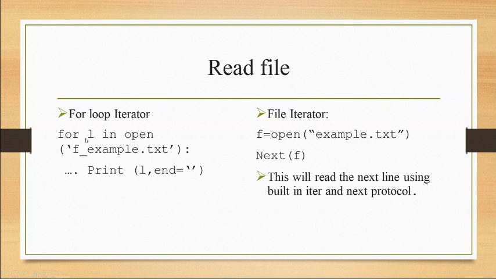As you can see, L is the target. When this file is opened, it will take all the lines one by one in the target L, and it will print them. In iterators, we just have to open the file and use the next method. Whenever you call the next method, it will give us the lines one by one. For each line, you will have to use the next method.